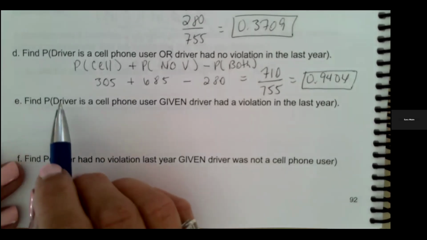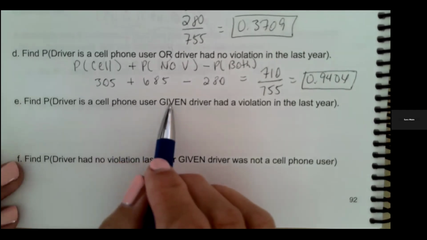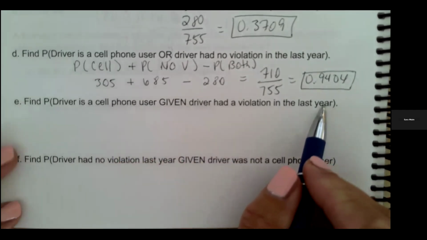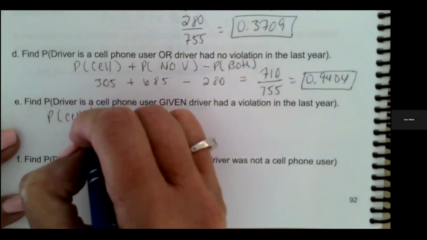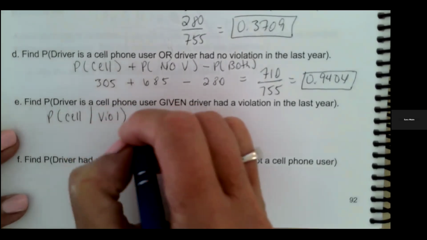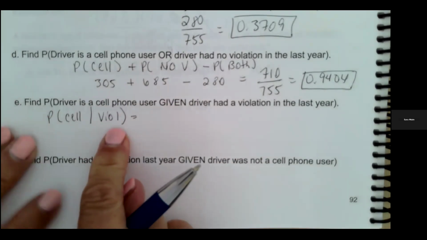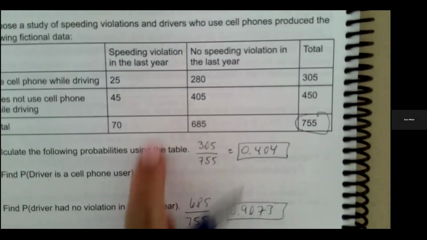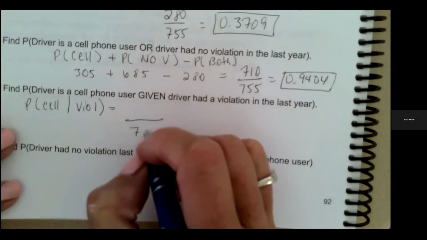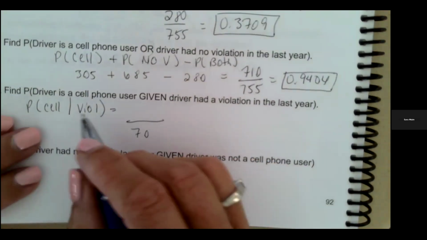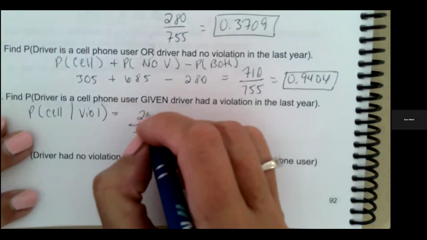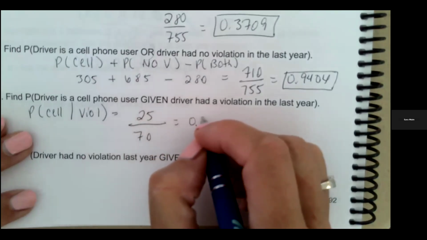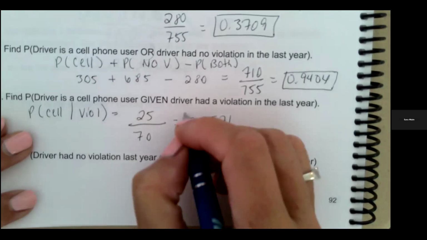Letter E says, find the probability that a driver is a cell phone user given the probability had a violation in the last year. Given the driver. So the probability of a cell given they had a violation. So given they had a violation means that we're looking at only the people that had a violation. So that would be out of the 70 people that had a violation. So this one changes our denominator. Now the people that had a violation, the people that use a cell phone, there's only 25 of them. So that's 0.3571.